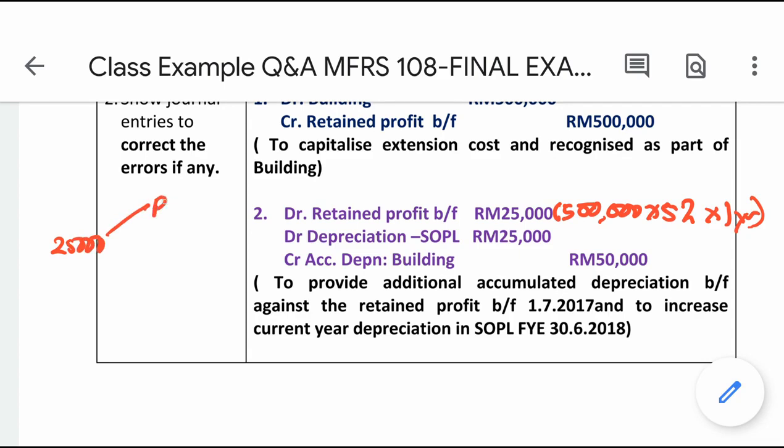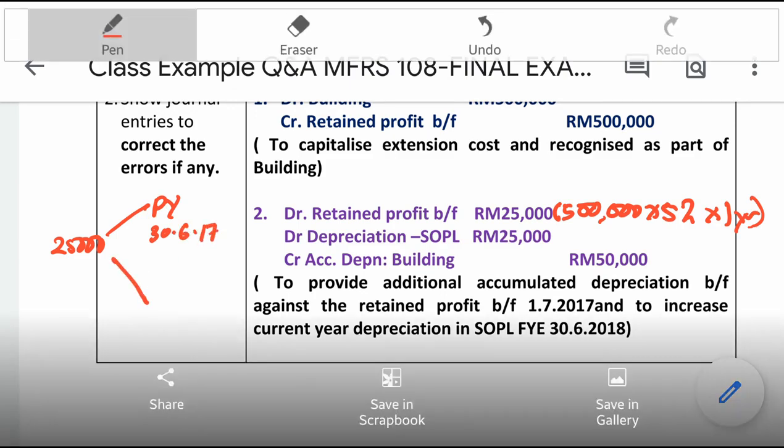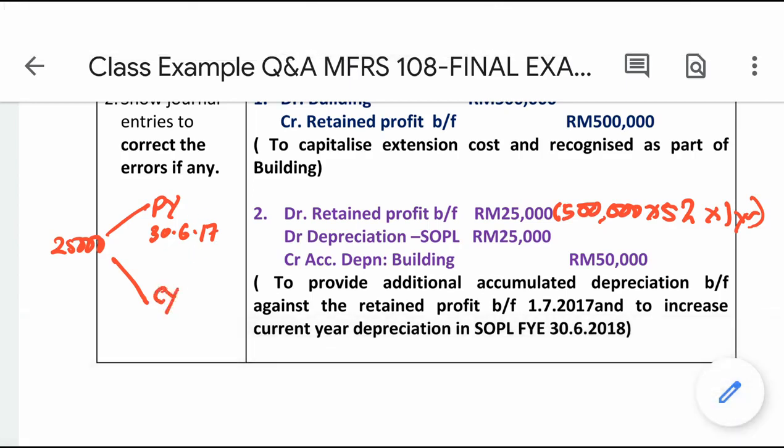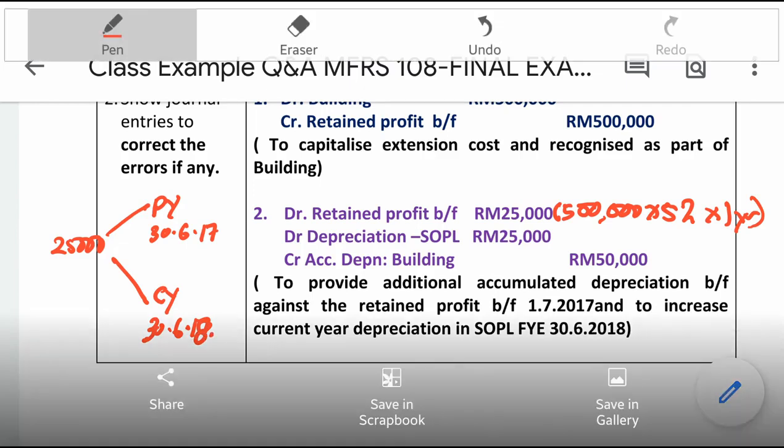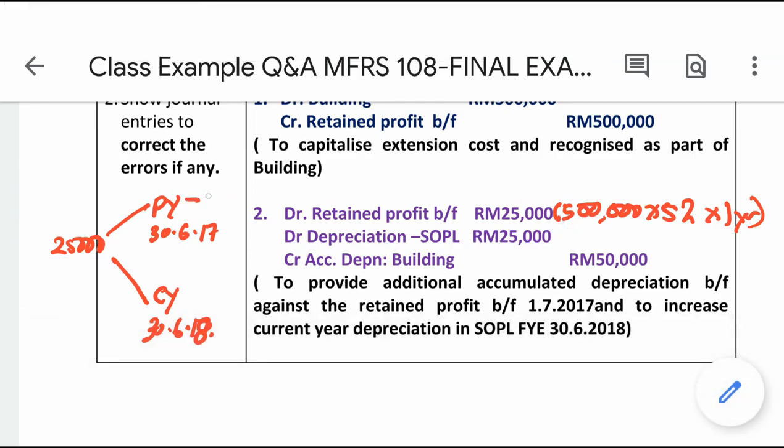The one that was undercharged in the prior year, which is the year ending 30th June 2017, must now be charged as an expense. So the one in the prior year and also the one in the current year, 2018, must be provided correctly. The prior year one, 25,000, because it is an expense, will be charged to the retained profit brought forward. The one in the current year will be charged in the statement of profit or loss under the admin expenses.